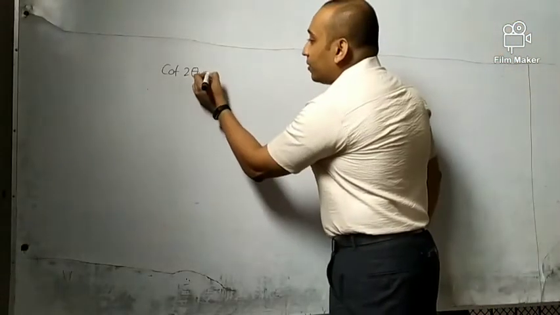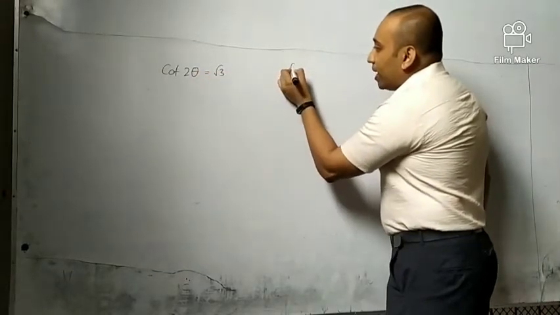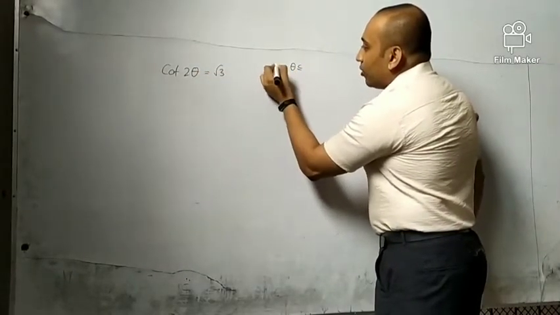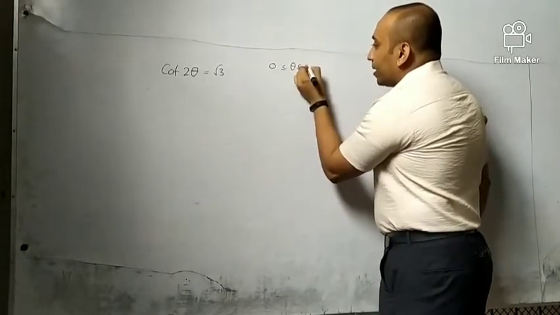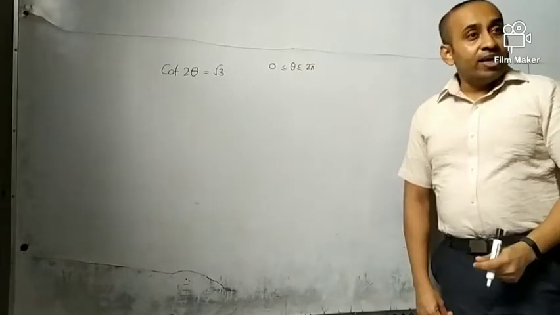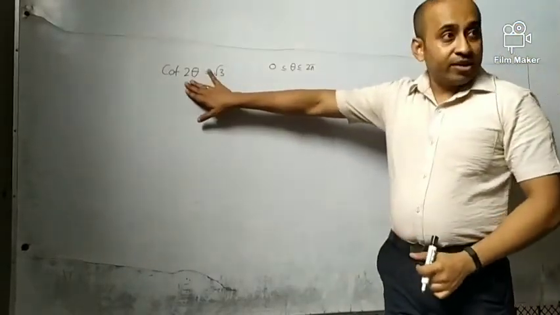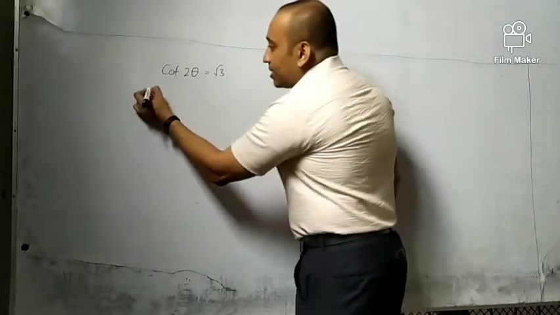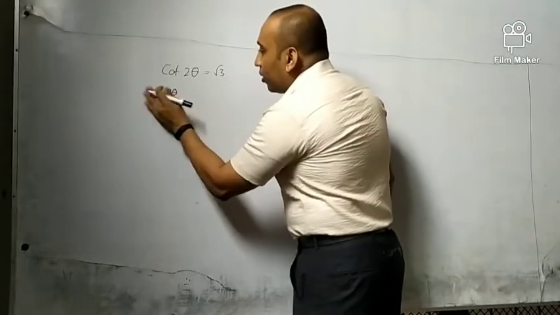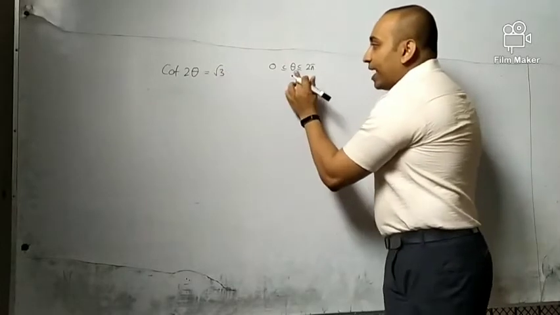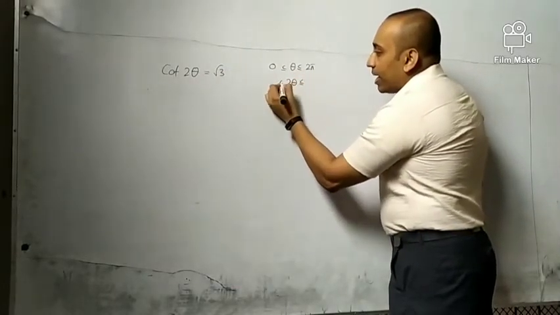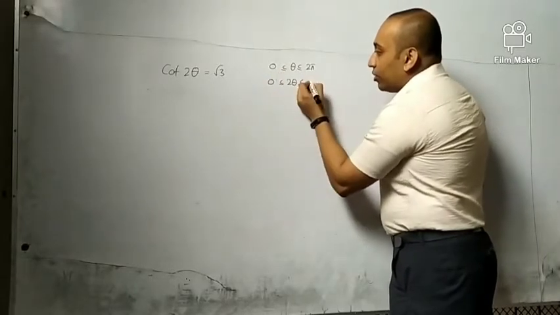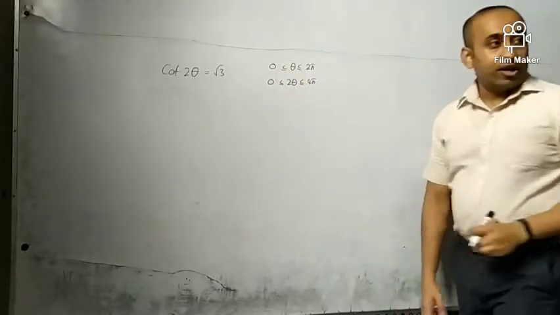Right. Now if it is cot 2 theta equals root 3, we need to find the solutions in the range 0 to 360, or in radian mode 0 to 2 pi. So initially we need to readjust this range. We will consider 2 theta. If the range for theta is 0 to 2 pi, when you turn it to 2 theta, the range is 0 to 4 pi. That's what you need to understand.